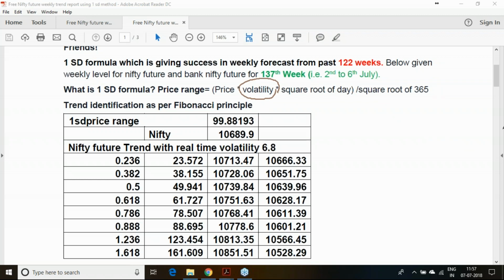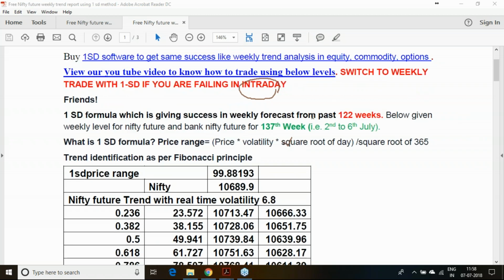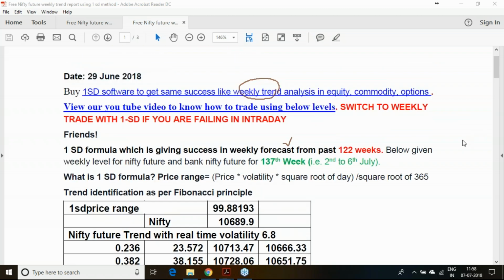This volatility calculation is our prototype. We have done this volatility calculation after long research of many years. So you won't get this volatility calculation on any of the websites or free resources. Through one complex algorithmic process we calculate it. So I am giving you the example of Nifty and Bank Nifty every week, and this has created 137 weeks of reports. However, you can get the same kind of result in equity, commodity, and option trade also.